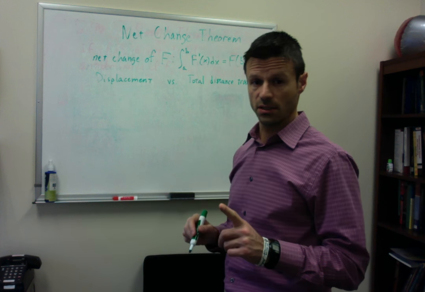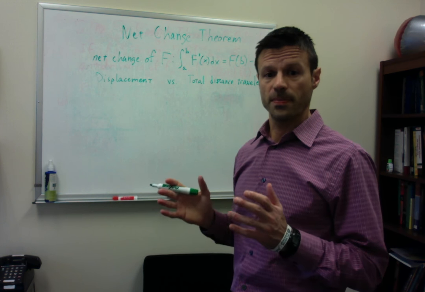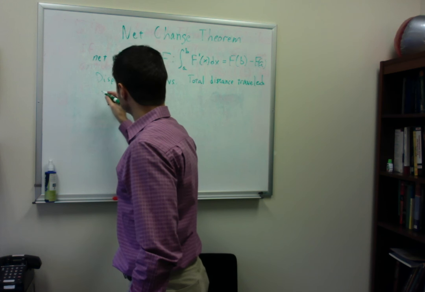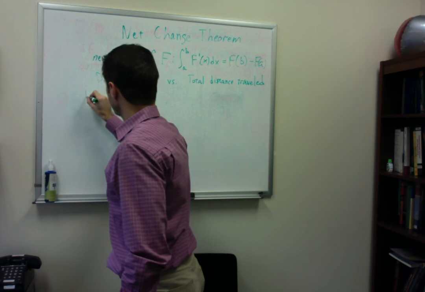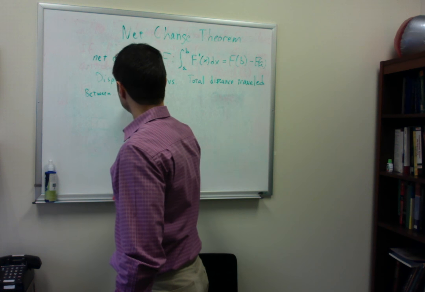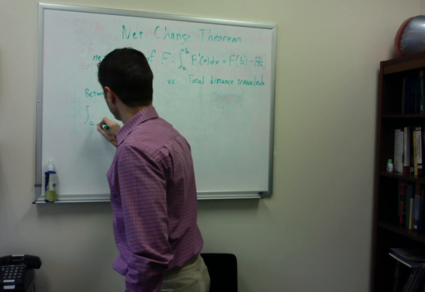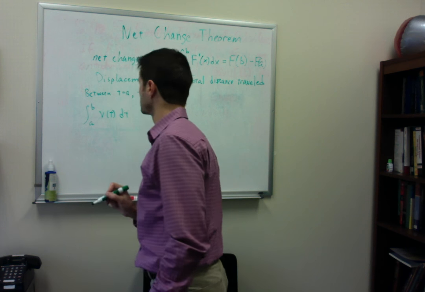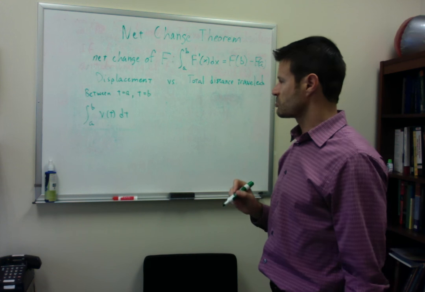If we have the velocity of a particle, of course, velocity is the derivative of position. So if we want to compute displacement between time t equals a and t equals b, it would be given by this integral. We would integrate from a to b of v of t dt, where v is velocity. And of course, v is s prime of t.